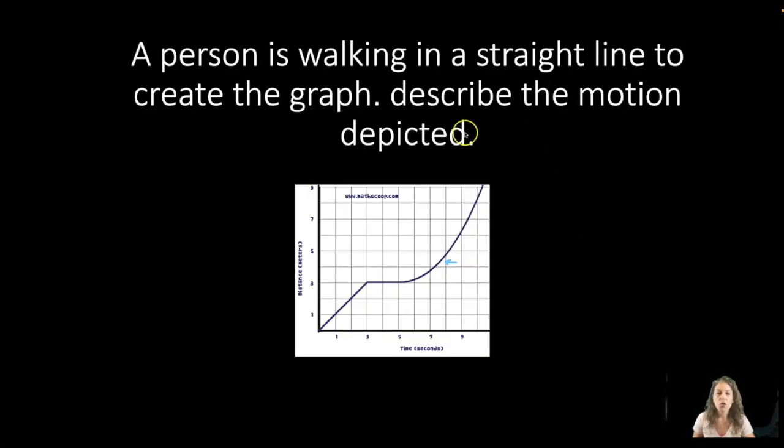A person is walking in a straight line to create this graph. Describe the motion that's depicted. So if I look here, right, I can see I start at the origin at 0 seconds. Then I move with this constant slope, which means constant speed, right? Then I've got this horizontal portion. That means I have no speed. I'm at rest because there's no slope. This portion, I'm moving with increasing speed because I have increasing slope. And I'm moving in the positive direction the entire time.